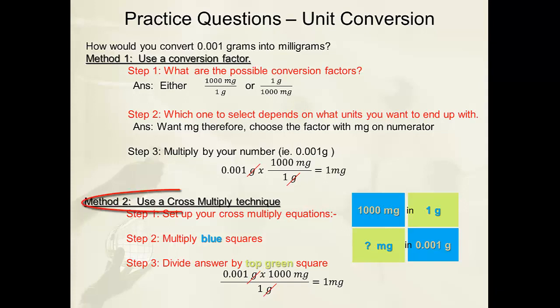Or method two, you could use a cross multiplication technique, and this is where you can cross multiply. So I probably won't use this method, but if you set out a grid as shown here, you can say there's 1,000 milligrams in a gram. How many milligrams are in 0.001 grams? So if you multiply the blue squares and divide the answer by the top green square, that will give you the answer in milligrams. Okay, so there's another method that you might like to use.